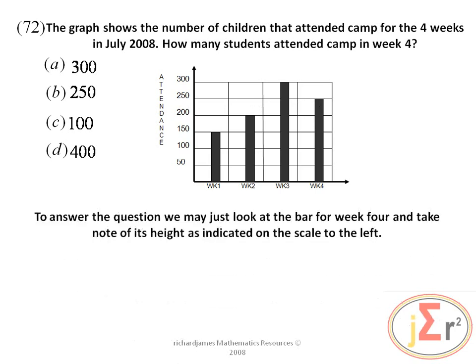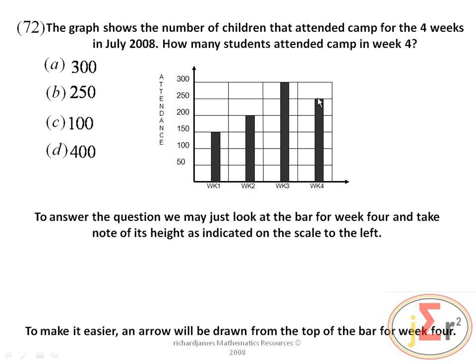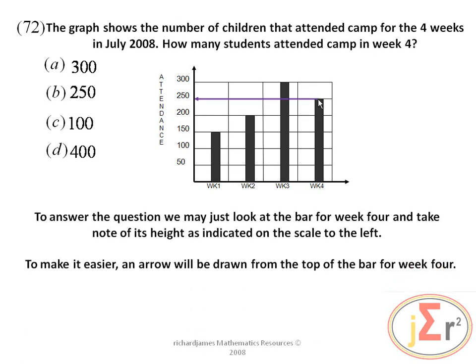To answer the question, we may just look at the bar for week 4 and take note of its height as indicated on the scale to the left, as we have just said. So that is the bar, and the height of it goes over there. The answer is 250, and it is represented by option B.